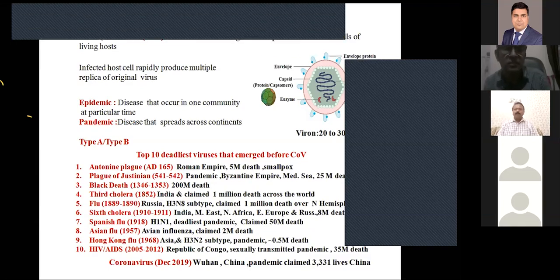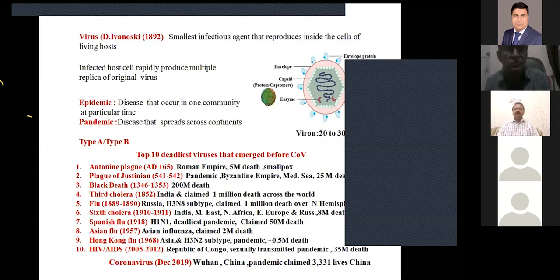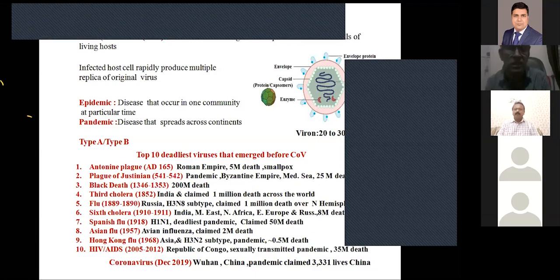The Black Death is the viral disease that was around 1346 to 53, and it claimed some 200 million deaths. The fourth deadliest disease was the third cholera. This spread in India around 1852 and claimed 1 million deaths across the world. It was initiated from India and hit the whole world.